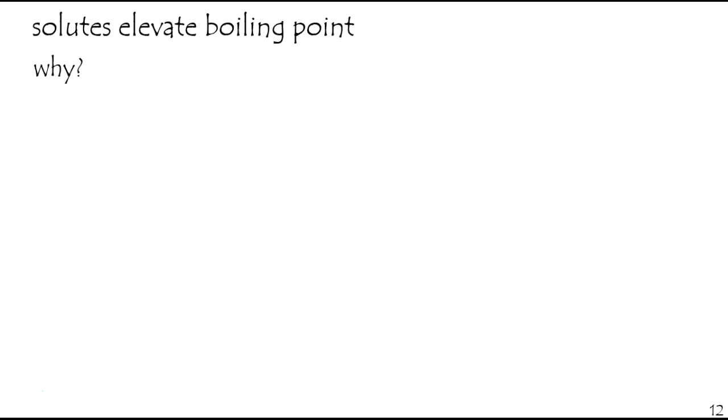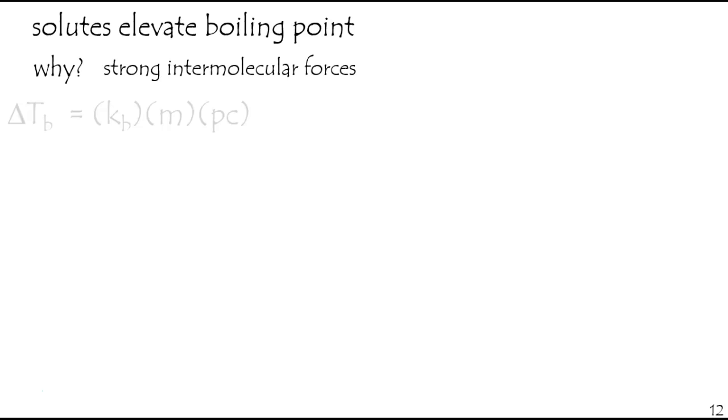Let's solve a couple of problems and ask ourselves why. It could be that you're forming strong intermolecular forces that have to be overcome in order to boil that substance, so the boiling point of the mixture will go up. We can formulate this as the change in the boiling temperature, in which we might as well say increase since it will, is equal to some constant which shows how sensitive it is to this sort of effect. We'll call that K sub B, times the molality.